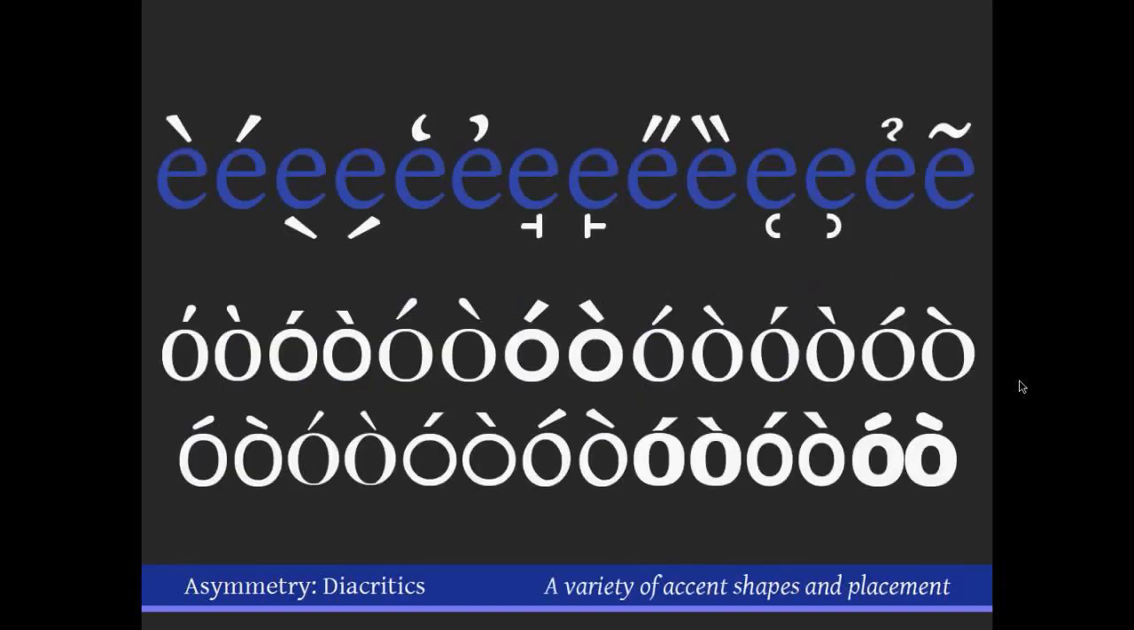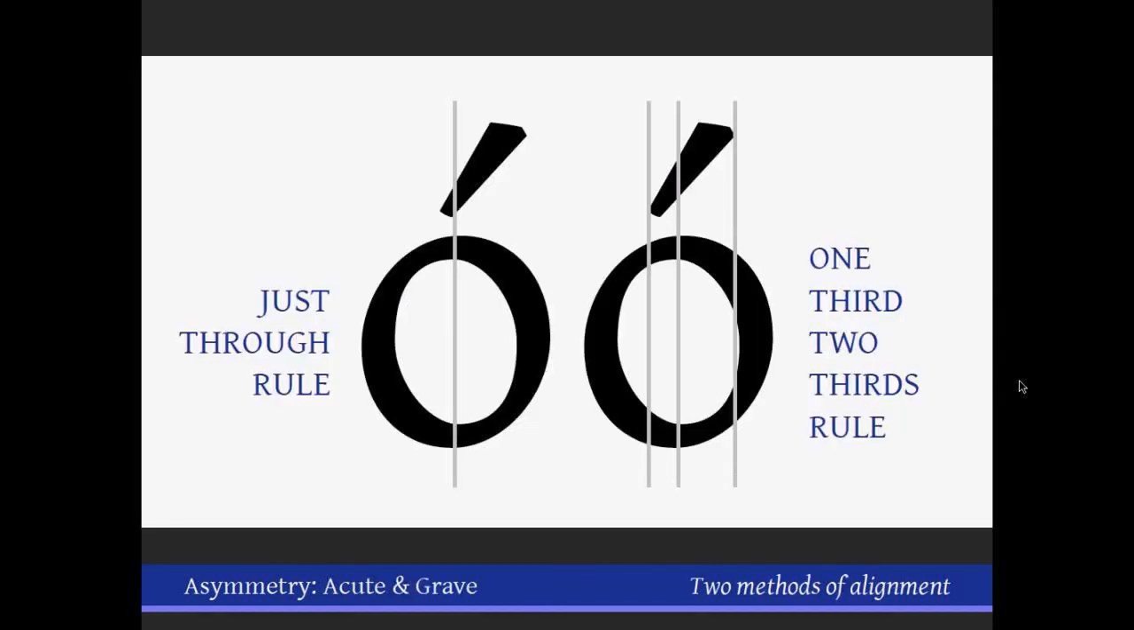But what if the diacritic itself is asymmetric? The acute and the grave is the most common example of this. And how should these be aligned? People argue about this. Well, there are three methods. The first two that I'll show you were based on imagining a line that goes through the optical center of the base character.